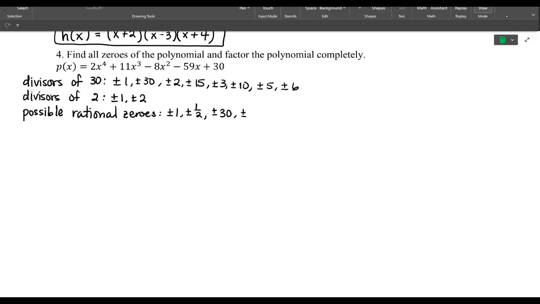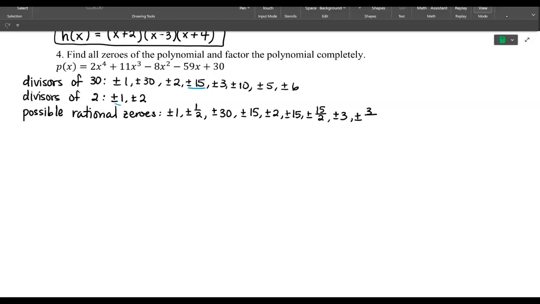30 over 1 is 30. 30 over 2 is 15. 2 over 1 is 2. 2 over 2 is just 1, so I don't have to repeat that. Now I'm on to the 15. I'll take 15 and divide it by 1 to get plus or minus 15. Then I'll take 15 and divide it by 2 to get plus or minus 15 over 2.